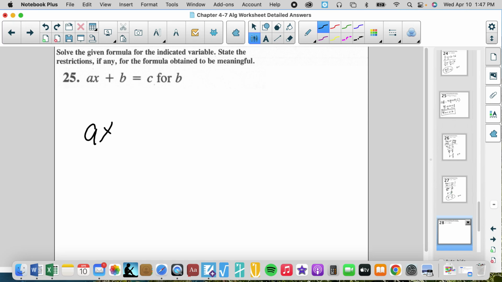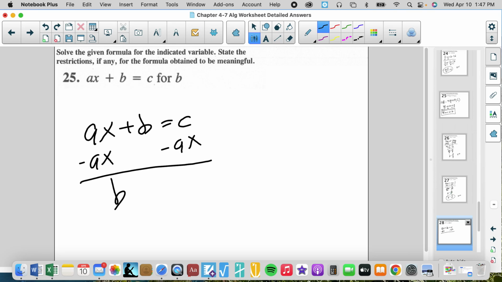ax plus b equals c. Solve for b. We're going to get rid of ax because it's being added to b. b equals negative ax plus c. No restrictions.